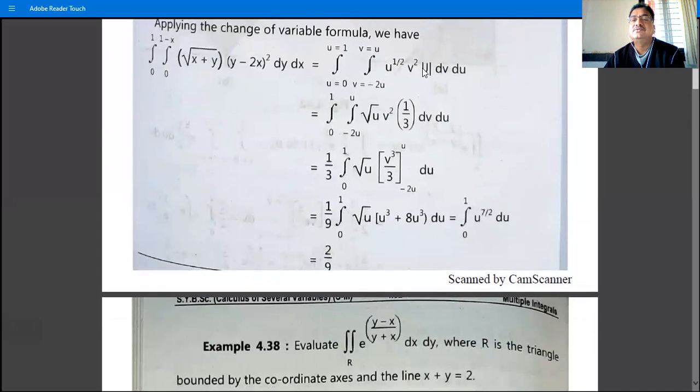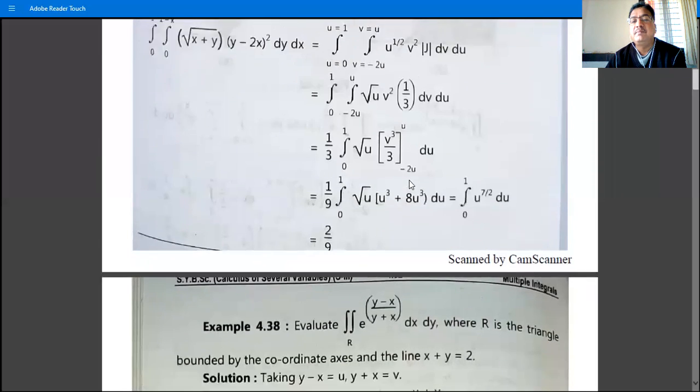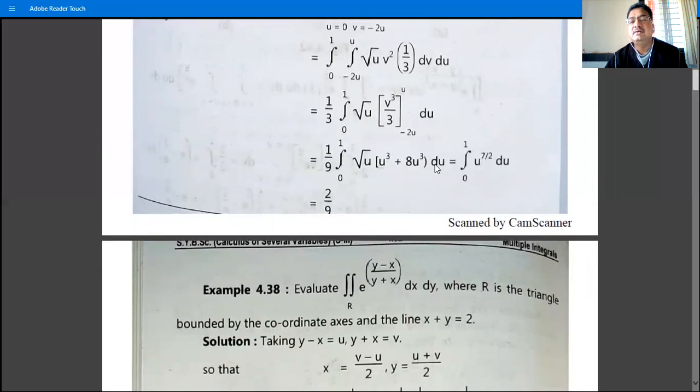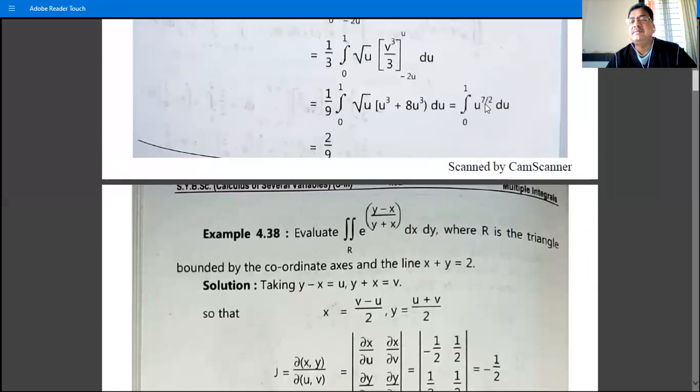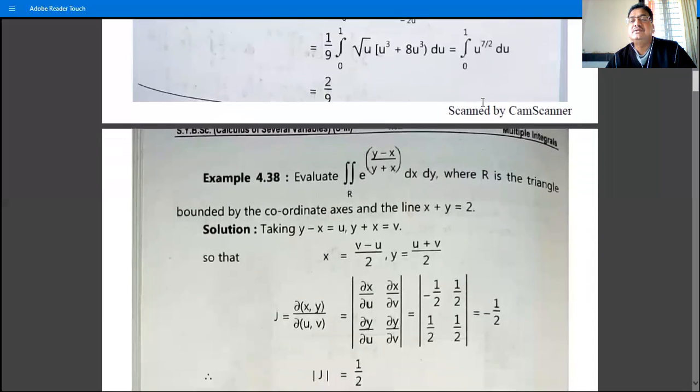Now substitute mod z as 1 by 3. Integration with respect to v, root u is constant, v squared integrates to v cube by 3, minus 2u, upper limit value minus the value at the lower limit, and then multiplying by u raised to, this is 9 u raised to 3 and u raised to half, 3 plus half is 7 by 2, and this integration is u raised to 7 by 2 plus 1, means u raised to 9 by 2 divided by 9 by 2, means into 2 by 9. Then the value at the upper limit is 1, the value at the lower limit is 0. So the answer is 2 by 9.